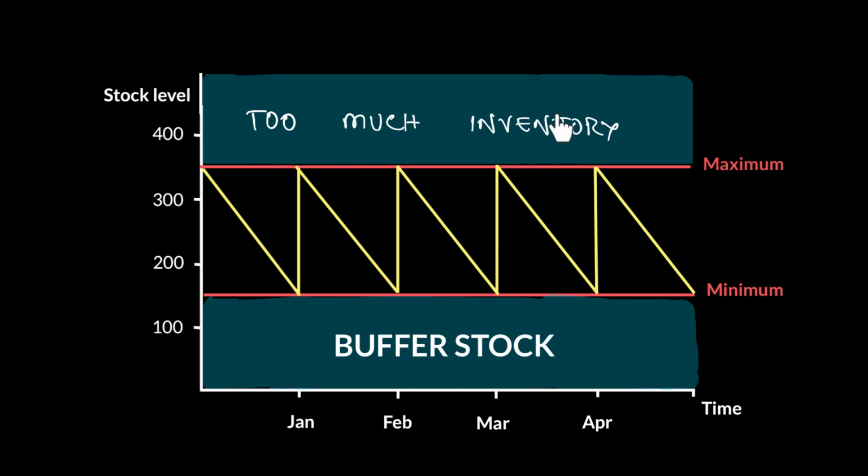So you don't want to be above the maximum. You don't want to be below the minimum. Yes, the buffer stock is there, but it's only there for emergency needs. So this is one way that you make sure that you're not incurring too many costs, and yet you still have the right amount of inventory in the business. So things to remember from this: maximum level, minimum level, buffer stock.